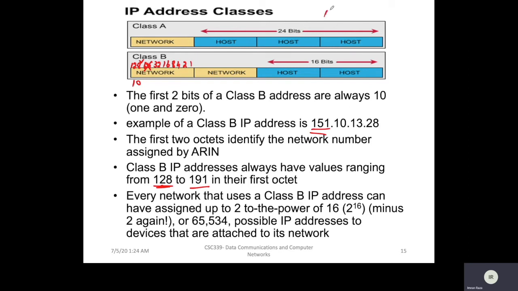And similarly, the earlier example, 172.16.17.4, also belongs to class B. And how am I deciding?